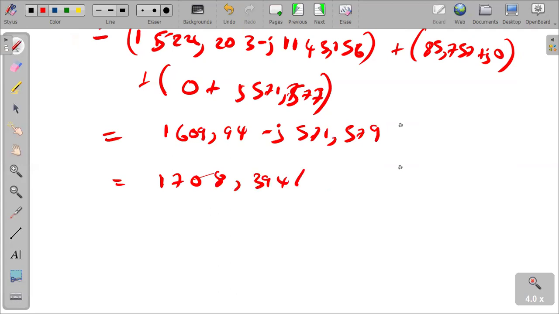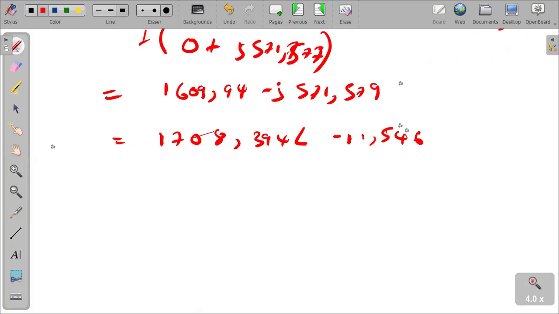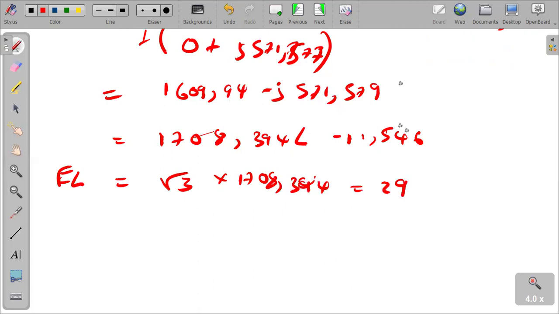Right. So that will now give us 1,708.394 angle of negative 11.546 in polar. So using that now to calculate the line voltage. Remember, it's a star connection, so we can say root 3 multiplied by 1,708.394, and that will now give us 2,959.025 volts. Apparently, that becomes our EL.